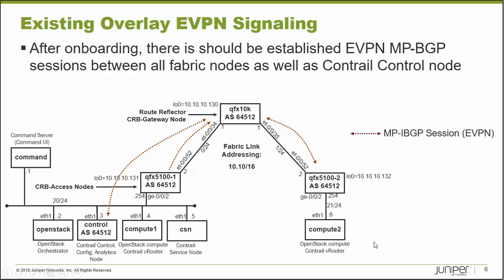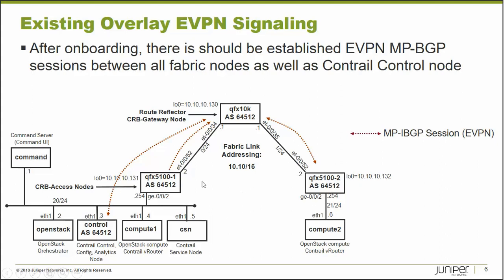This is my Contrail cluster. I've got an OpenStack node. I've got a control node. I've got 2 compute nodes that both act as an OpenStack compute and a Contrail vRouter, and I also have a CSN that's going to provide DHCP and DNS services for my bare metal server. I also have a Command server out there that's running the Command UI, so I can control all this stuff from the Command UI.